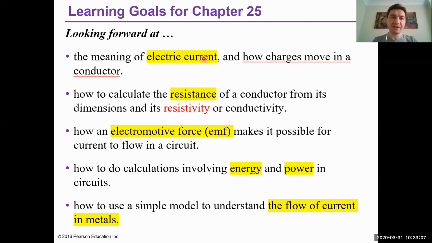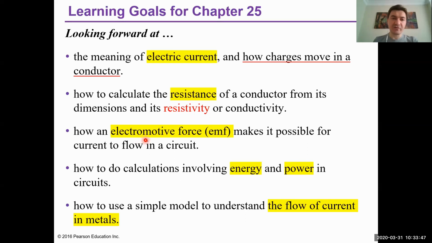So what we have during this lecture, we have electric current. We will talk about electric current, and we will also talk about how charges move in a conductor. So we will spend a lot of time to understand the flow of the current within the conductors. We will also talk about resistance of a conductor, and we will also talk about resistivity and conductivity. And of course, there is a relation between resistance and resistivity. We will talk about this.